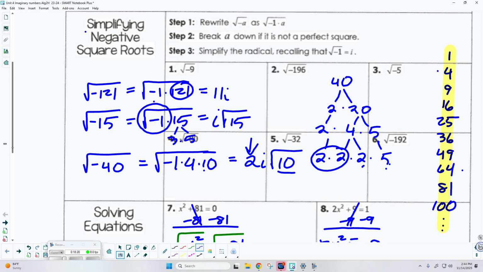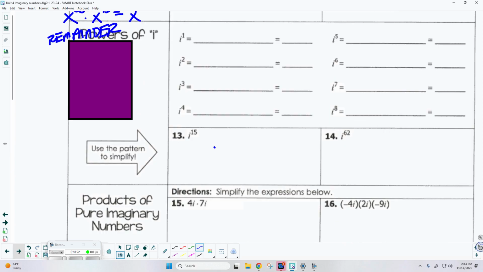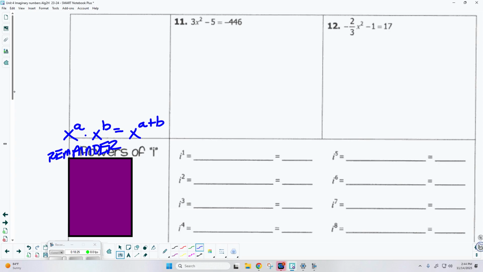Well, we're going to start skipping around a little bit. Go ahead and flip to the back. Let's look at number 12. It says -2/3 x squared minus 1 equals 17. What we want to do is just isolate the x. Walk me through, what would you do first?